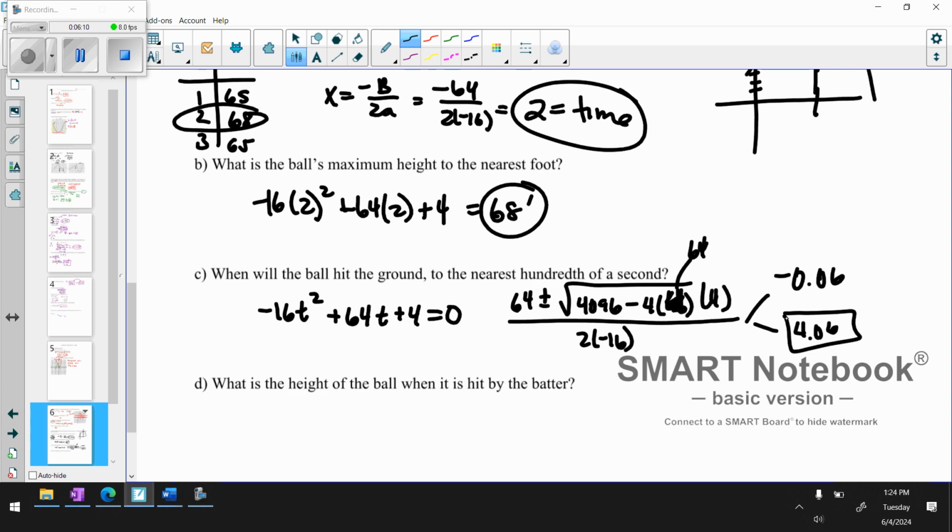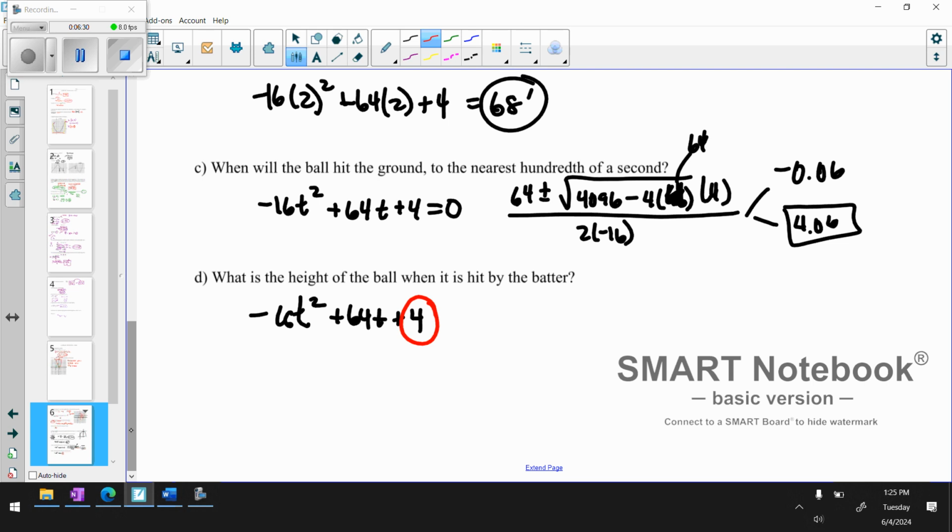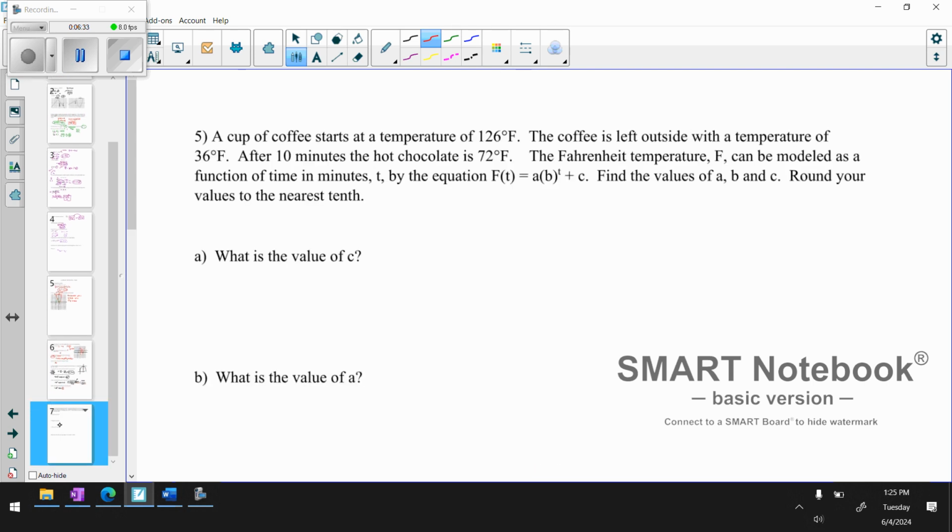And then what's the height of the ball when it's hit by the batter? Right? So negative 16 t squared plus 64 t plus 4. That answer is right here. That batter hit the ball 4 feet off the ground. Whatever your C term is, that's how high the ball was when you hit it. All right, and the last one. Cup of coffee. Starts at a temperature of 126. The coffee's left outside where the temperature is 36. After 10 minutes, the hot chocolate's 72 degrees.